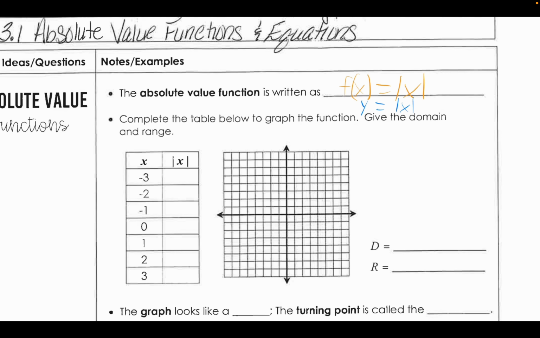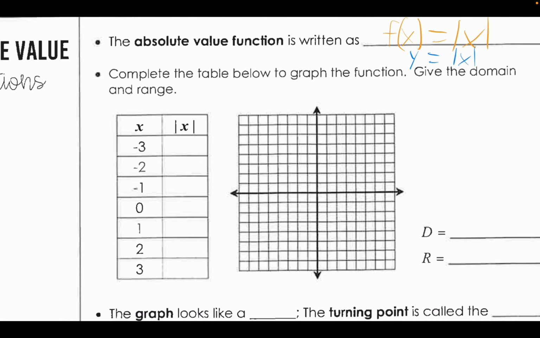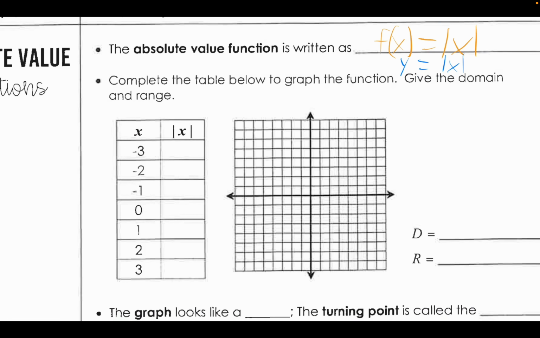Now here we're going to be completing a table down right here to graph this function, and then we're going to give the domain and range of the function. Now in this table, it's an xy table, or in this case x and then absolute value of x, which is the y or the f of x. And we're given the x values already. So we're going to plug these into this function up here and get the y values out. So we just take the absolute value of each of these x values.